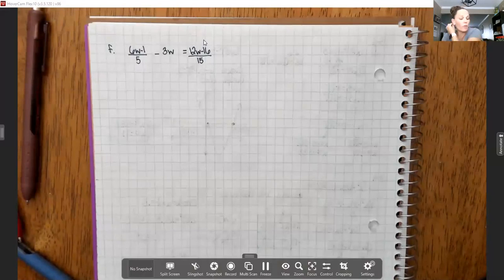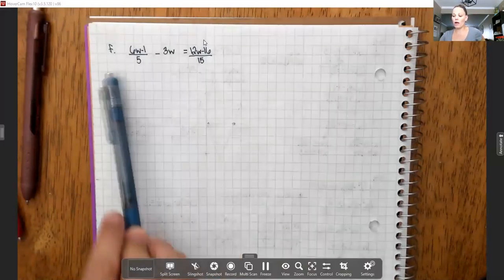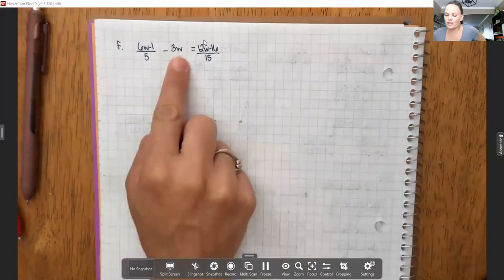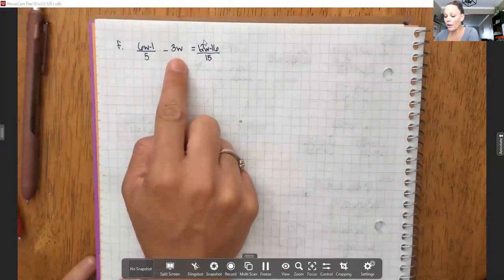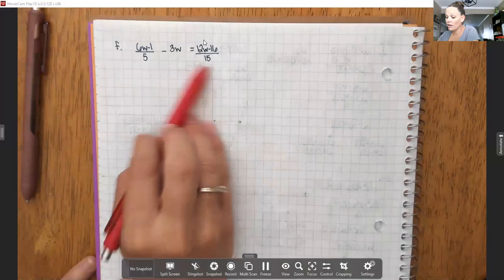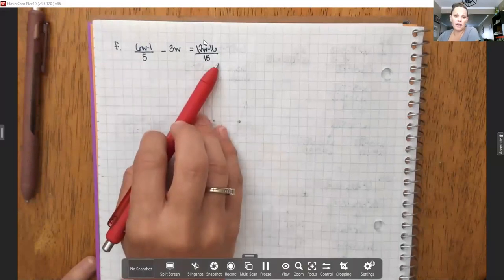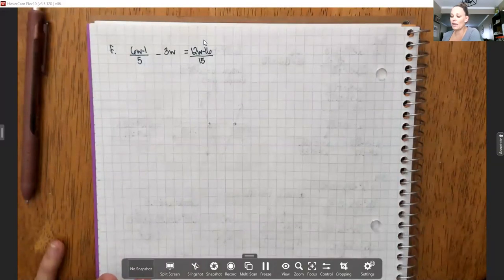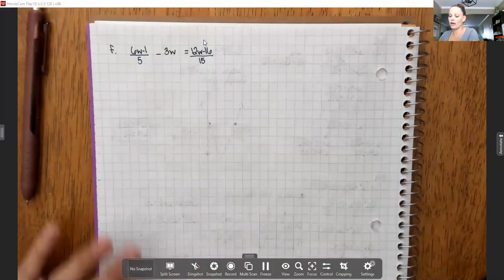So we need to figure out what we want to multiply by. We have to look at all of our denominators, which in this case are just 5 and 15. This has a denominator of 1 that we don't really care about. Since 5 goes into 15, we can multiply by 15 because 5 is a factor of 15. So we're going to multiply each part of our equation by 15.